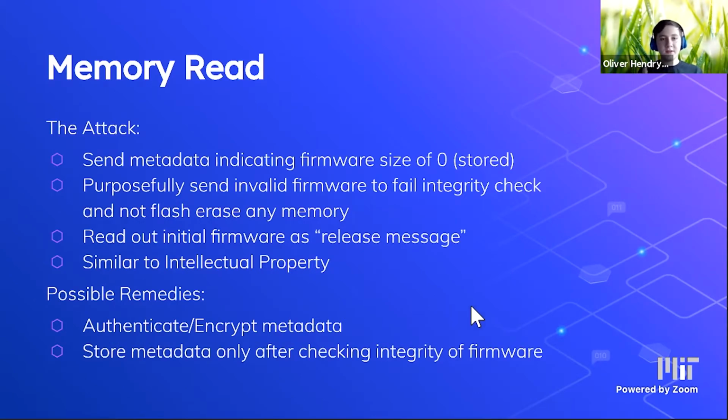The reason we do this is it's also necessary because even if we send no valid firmware, or if we send any valid firmware, it would erase the memory where the initial firmware is stored. So by failing the integrity check, we do not erase any memory. And then we read out the initial firmware as a release message and move it as we do in the actual property attack. Possible remedies would be to authenticate and encrypt the metadata, or to store the metadata only after checking the integrity of the firmware.